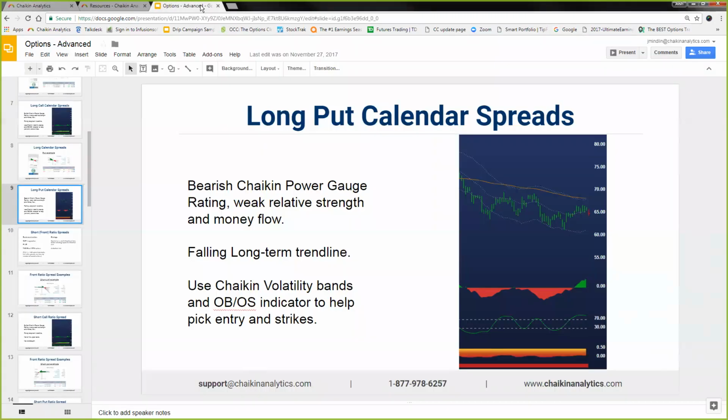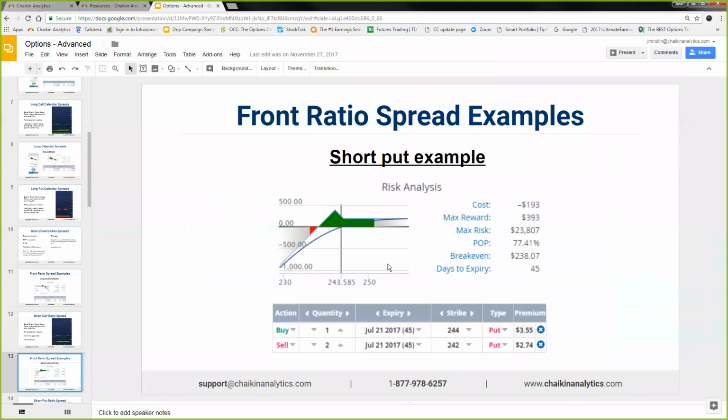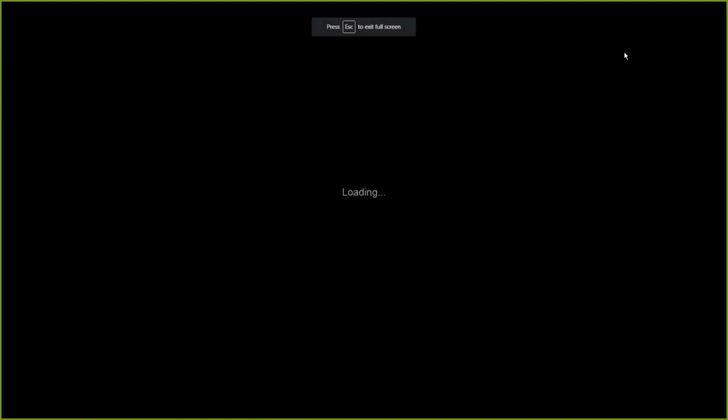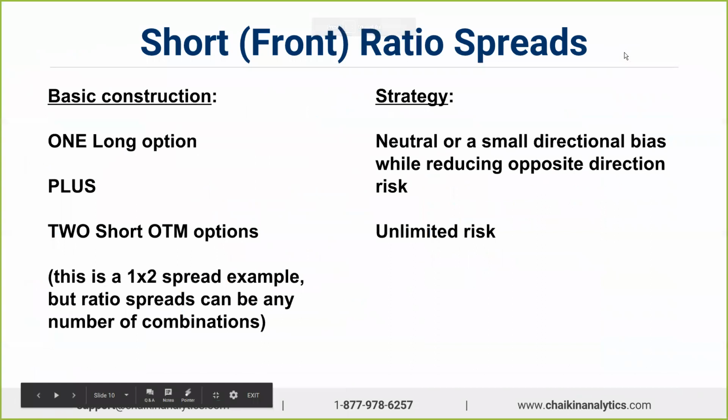Let's talk a little bit, briefly, about our buddies, the ratio spreads. Ratio spreads are good for short moves, small moves. Okay, so there's the screen I want. In a front ratio spread, this is where you have one long option, typically at the money, and then two short options out of the money.